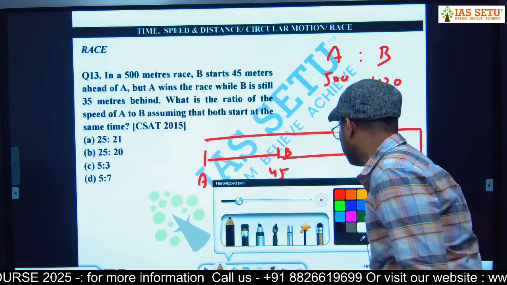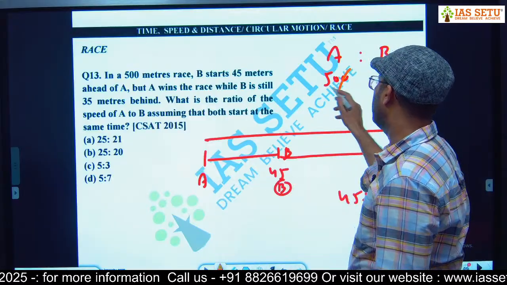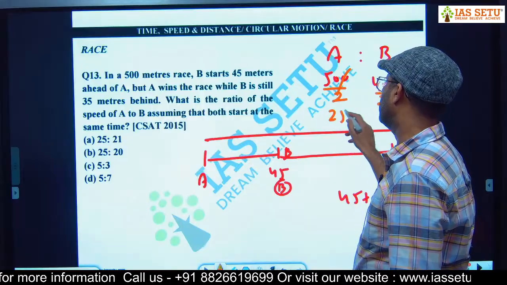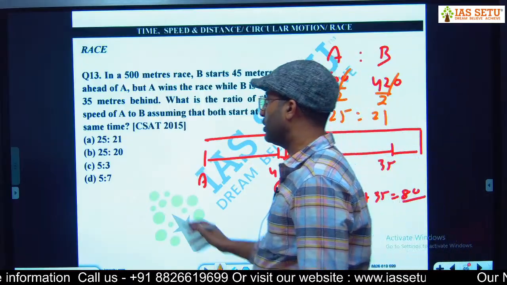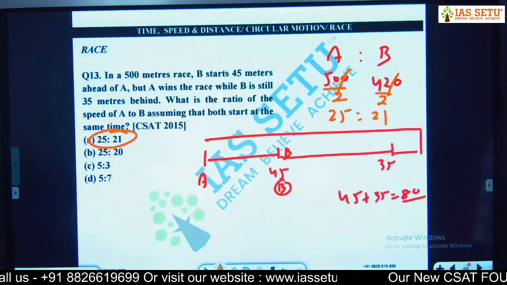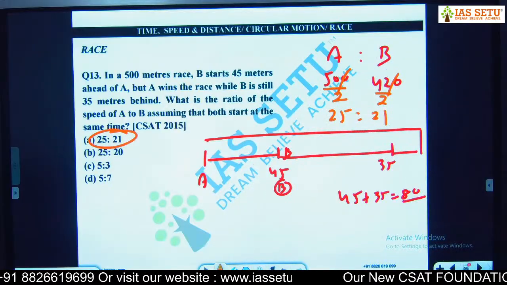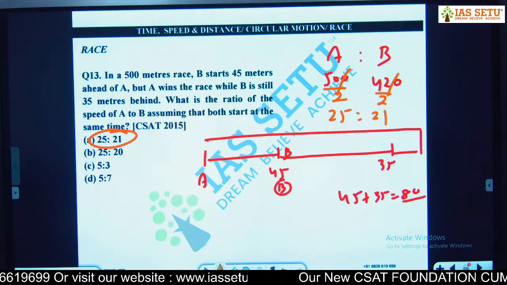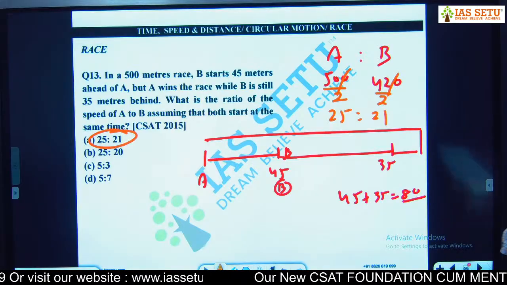Simplify. 0 से 0 कट गया. Divide by 2, divide by 2, 25 is to 21. So your answer is 25 is to 21 is the ratio of their speed. Next question.